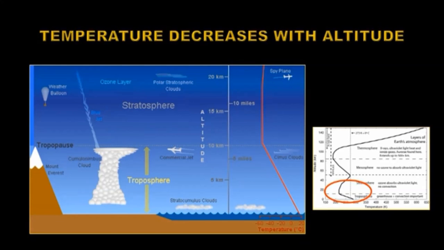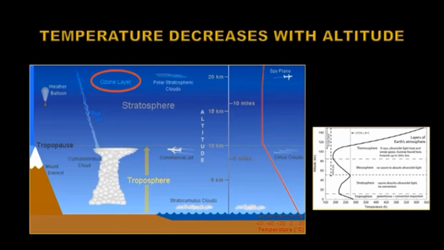That's called adiabatic cooling. Above the troposphere, the temperature remains relatively constant for a few tens of kilometers, and then it starts to rise again. That's mainly due to the ozone layer, which absorbs ultraviolet light from the sun, warming the atmosphere to about 0 degrees centigrade.